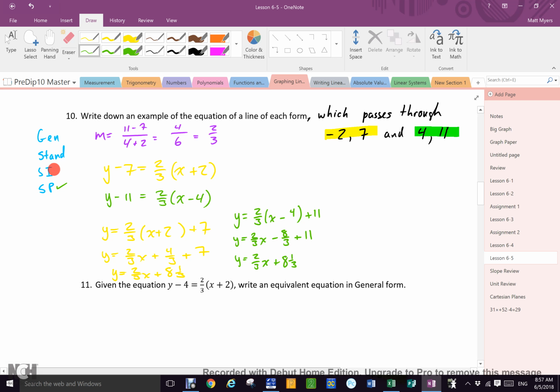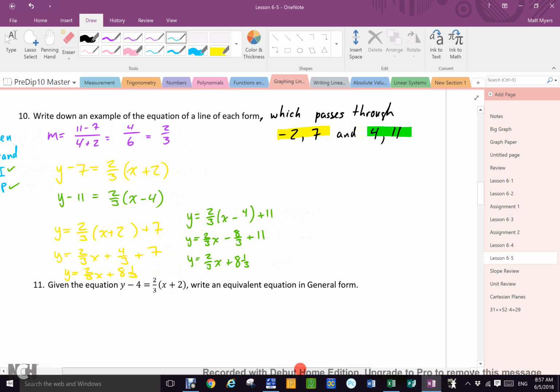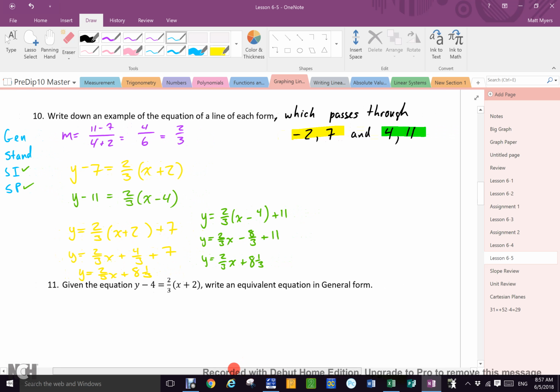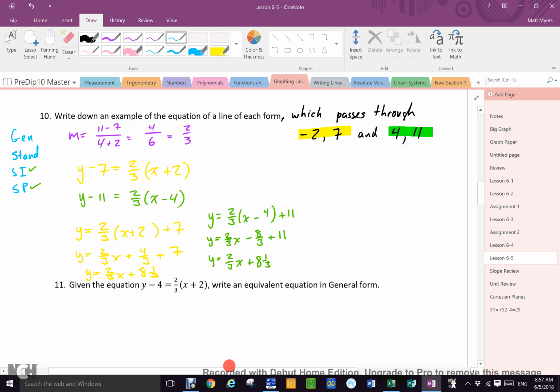There's slope-intercept form. Done. And then I need standard and general. They're exactly the same thing, so it doesn't matter which one you use. I personally, from this point right here, find this the easiest one to fix up. So this one, I rewrite y equals 2/3 x plus 25/3, correct?